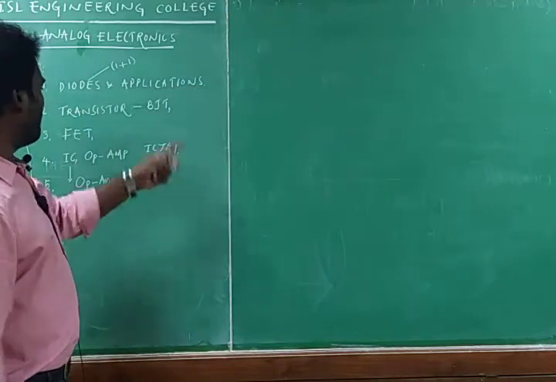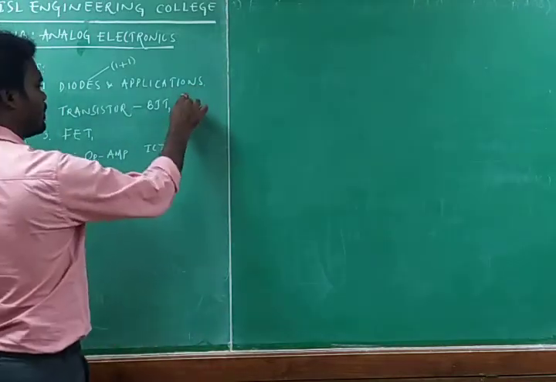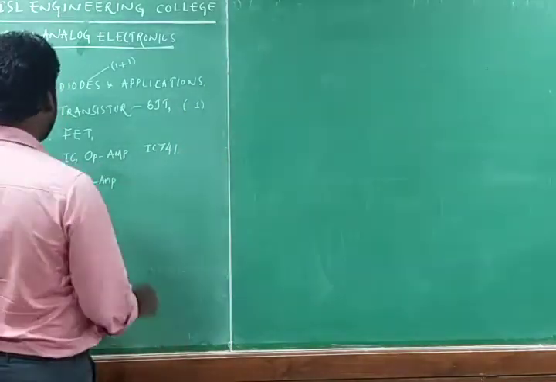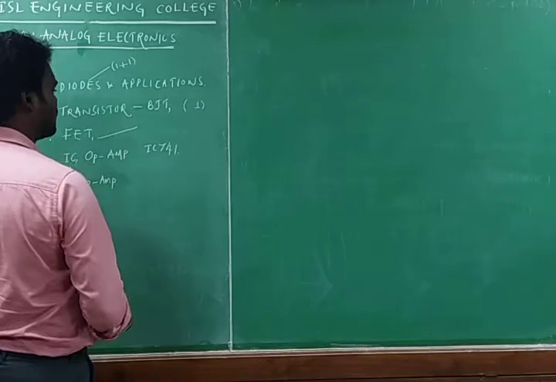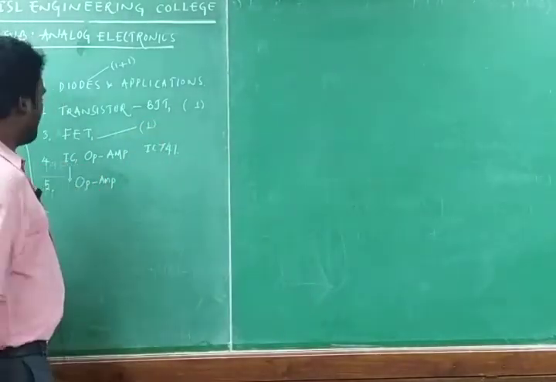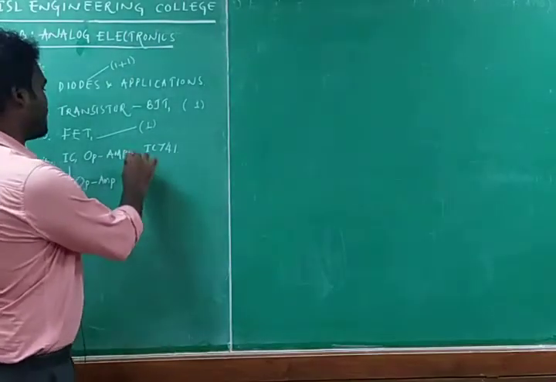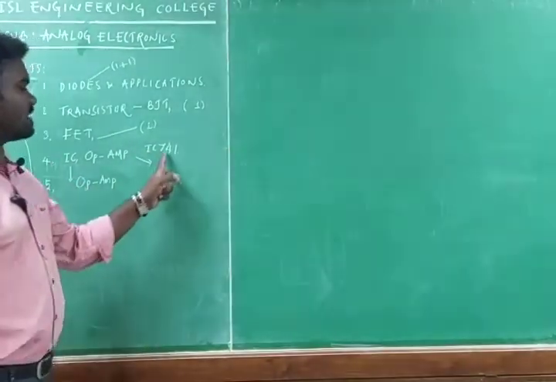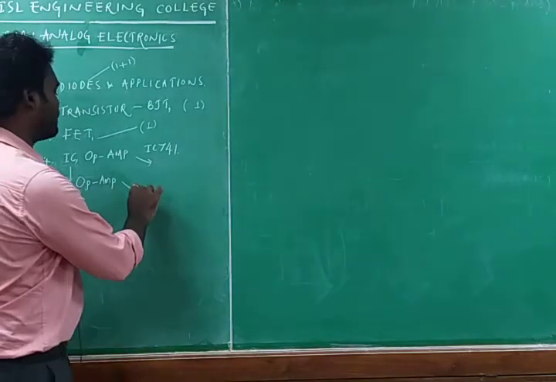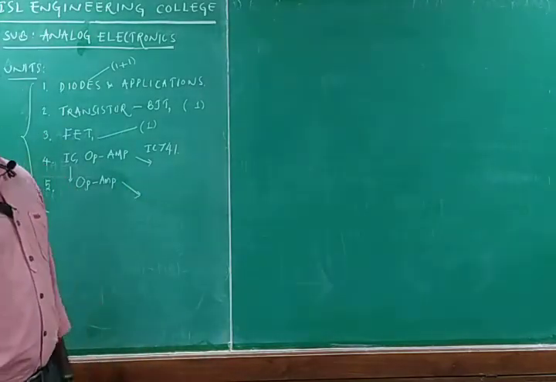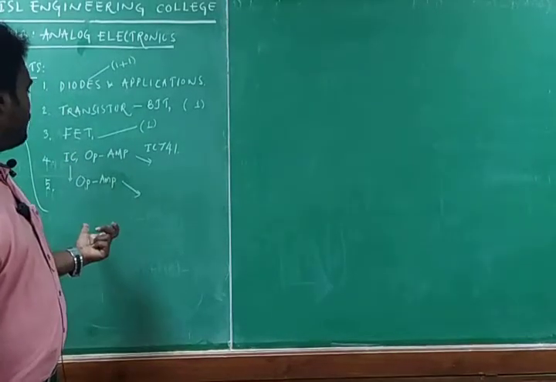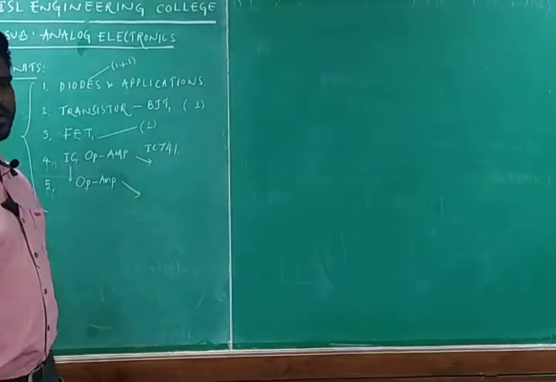And here in the second unit we are going to discuss only one particular transistor, that is BJT. In the third unit we are going to discuss one more type of transistor, that is called FET. And in the fourth unit we are going to talk about one particular integrated circuit, that is 741 IC. And in the last unit we are going to talk about applications of operational amplifier. So this is the overview of analog electronics subject.